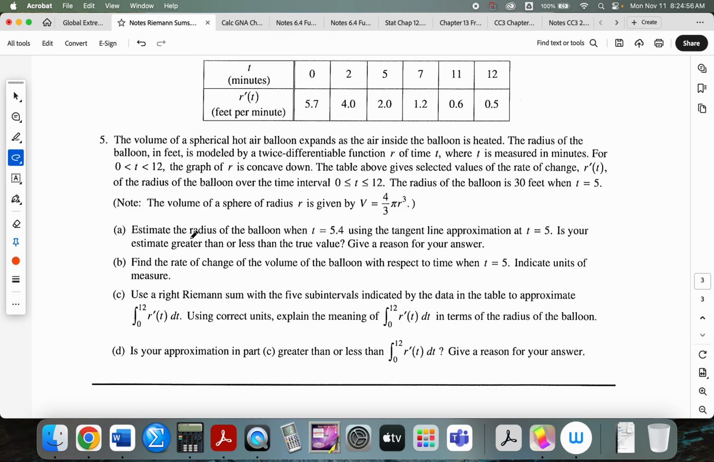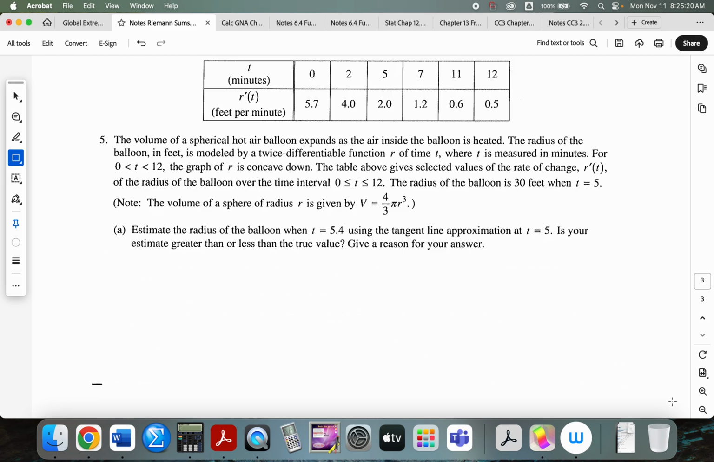All right, so first of all, estimate the radius of the balloon when t equals 5.4 using a tangent line approximation at t equals 5. Is your estimate greater than or less than the true value, and give a reason for your answer. You guys have plenty of room to write this underneath. I'm going to block off B, C, and D for the moment and do it there. All right, so we want the tangent line approximation for the radius at t is equal to 5.